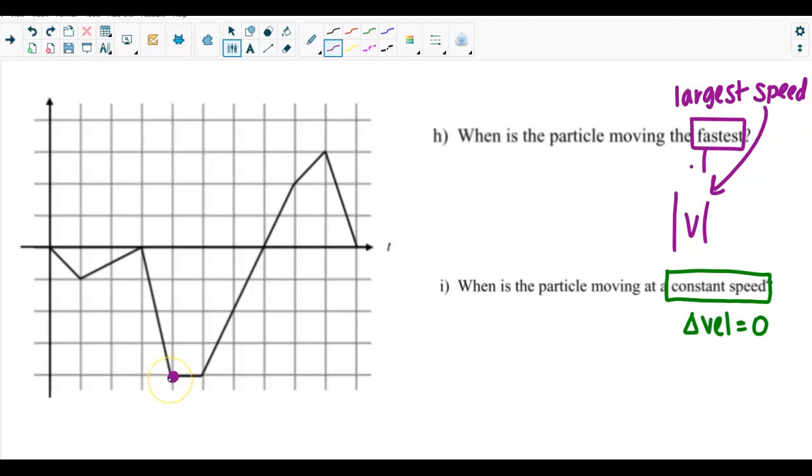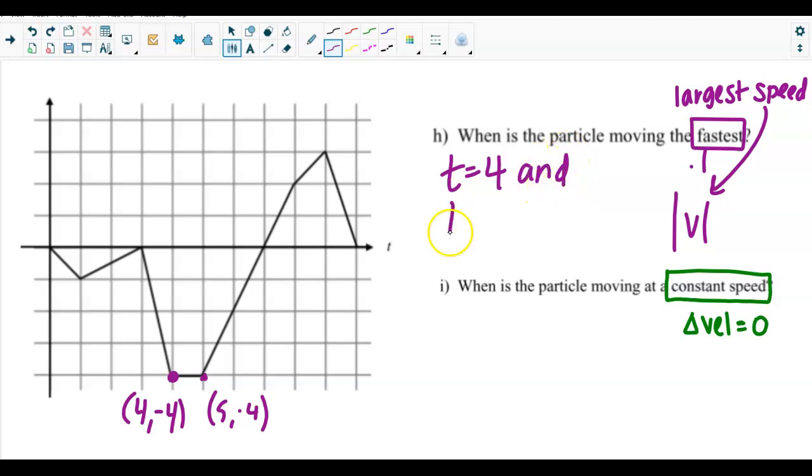And when we do our ordered pair here, 4, -4, and 5, -4, any other ordered pair does not have a higher velocity or higher speed. And so time equals 4 and time equals 5 is when the particle is moving the fastest. It's just in the left direction, but again, the absolute value of that is the highest value at 4 and 5. And then it's at a constant speed when the change of velocity equals 0.